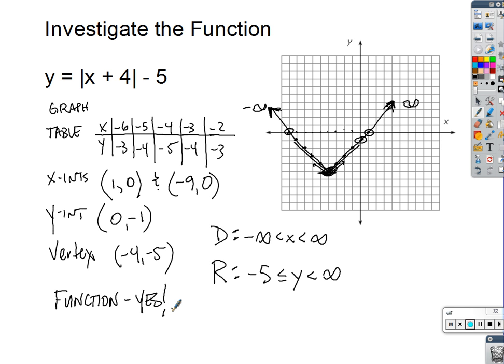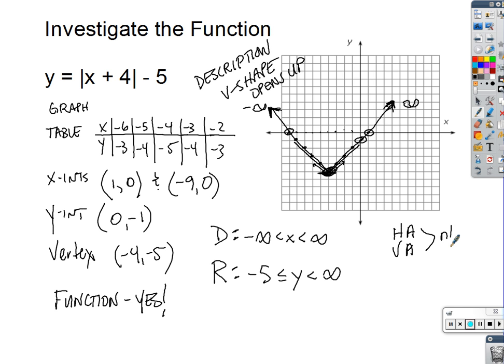Okay. And it's an absolute value. Description would be a V shape. Opens up. Our two descriptors there. Otherwise, as far as the investigation is concerned, we have briefly talked about asymptotes, HA and VA, but not in great detail. This has neither of them. Not applicable. All right, and I believe that's just about it.